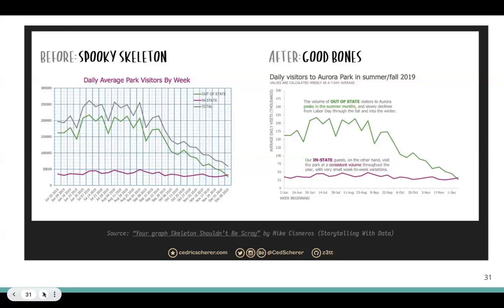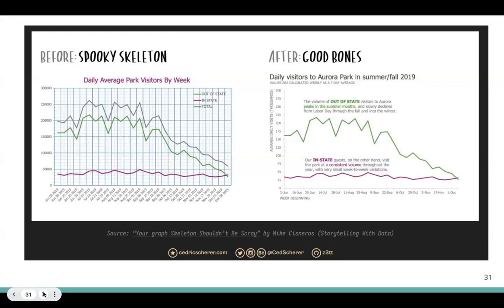And they added labels, right? They got rid of the total, which was not really adding anything to the story, and they explained what was going on. They told people that there's a peak in the summer months. The only other thing that they highlighted in green in that text is that the volume of out-of-state visitors peaks in summer months. Go down below, in-state guests have a consistent volume.